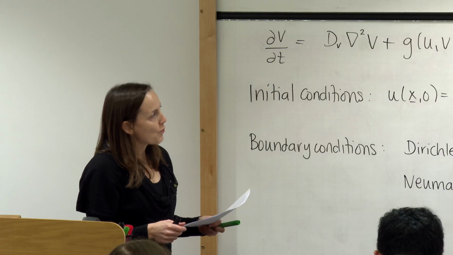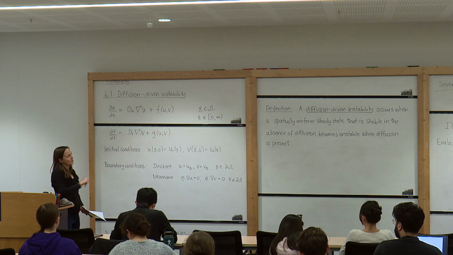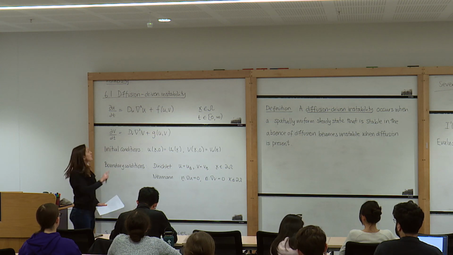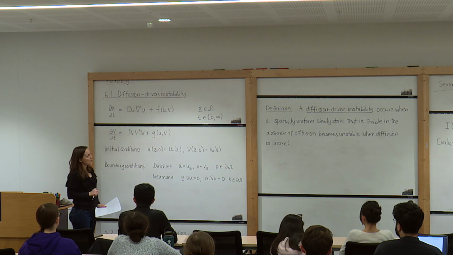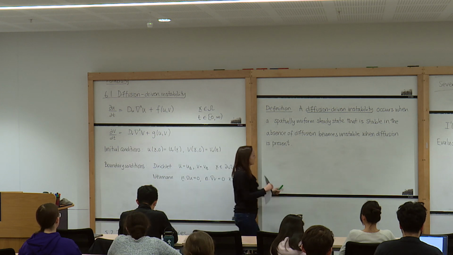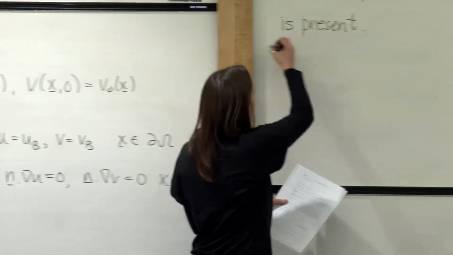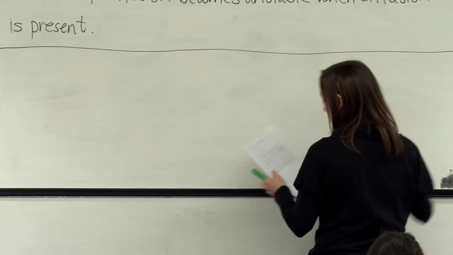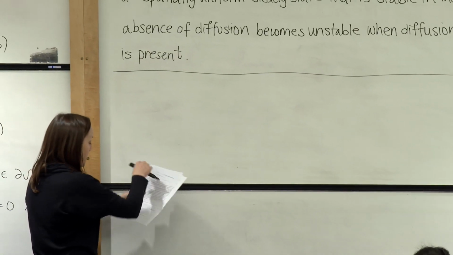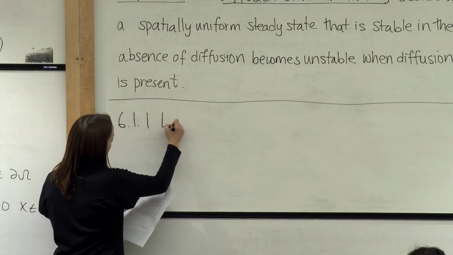Okay, so let's try to understand whether this is possible or not in this system, and the conditions that we might need on the diffusion coefficients and on our f and g to see a diffusion-driven instability. So we're only really going to start this today, maybe lay out the framework, and we will finish the linear analysis tomorrow. So what do I call it? 6.1.1 Linear analysis.